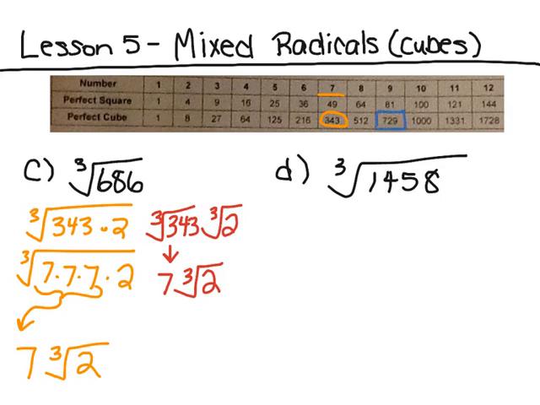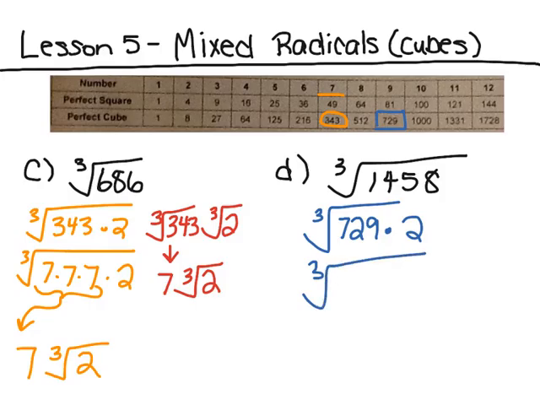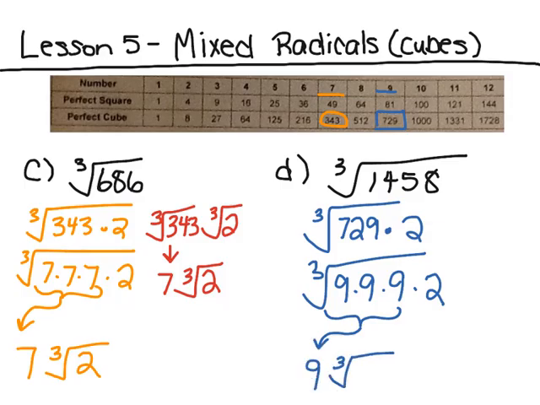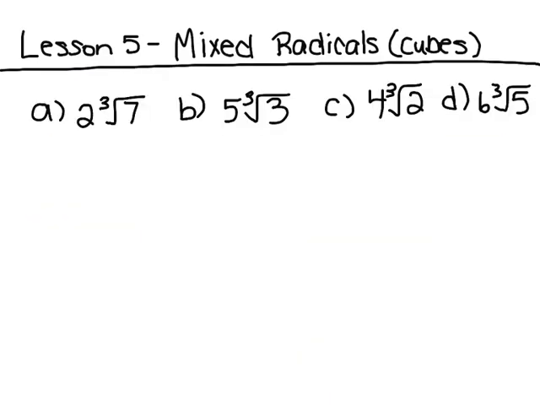1458 is 729 times 2, so the cube root of 729 multiplied by 2. 729 is the perfect cube of 9, so 9 times 9 times 9 times 2. You have three 9's, so one can come out of the radical. Cube root of 2 is left. And you could write this as the cube root of 729 times the cube root of 2, which is 9 cube root 2.